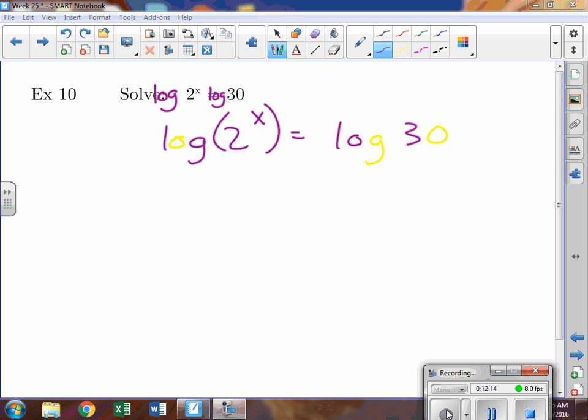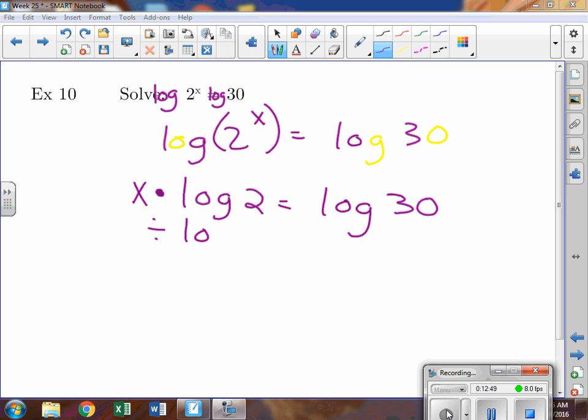After taking the logarithm, we should recognize this is perfectly set up to apply that power rule, 2 to the x power. Applying the power rule, we'll have x multiplied by the logarithm of 2 equals the logarithm of 30. And now what would you have to do to get x by itself? What would you have to do to get rid of this multiplication? So we'll divide by the log of 2.